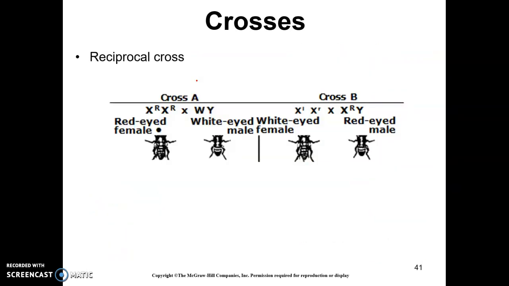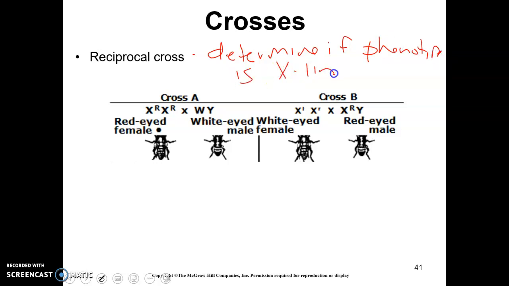Then we have a reciprocal cross. The purpose of this cross is to determine if something is X-linked, okay, to determine if our phenotype is X-linked. So what you do here is reverse the, let's see how best to explain this.